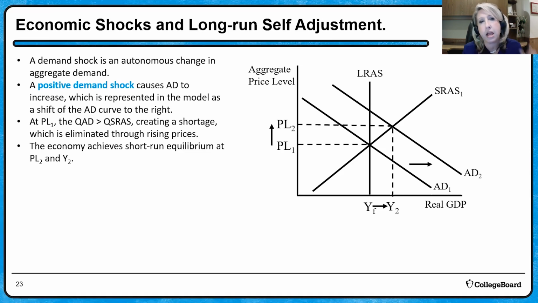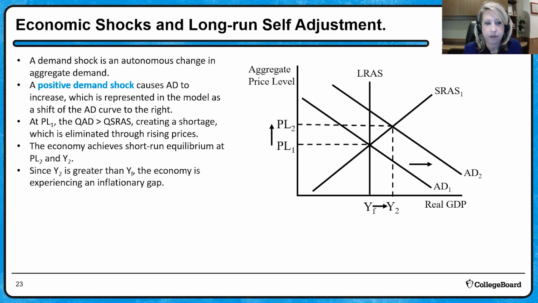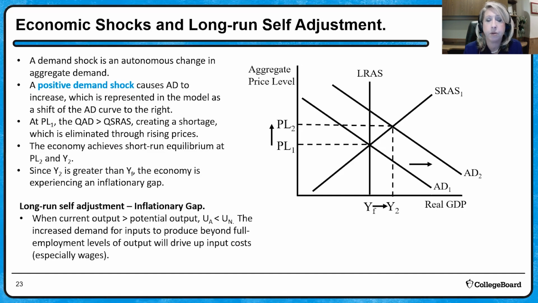So now think about it. If we're in an inflationary gap, that means we're producing beyond full employment levels of output. That means that we are outside of our PPC. Because Y2 is greater than YF, we're in that inflationary gap. So connect the inflationary gap to the utilization and employment of resources. In order to produce beyond full employment levels of output, we have to employ more resources. But at this point, our actual unemployment rate is going to be below the natural rate of unemployment.